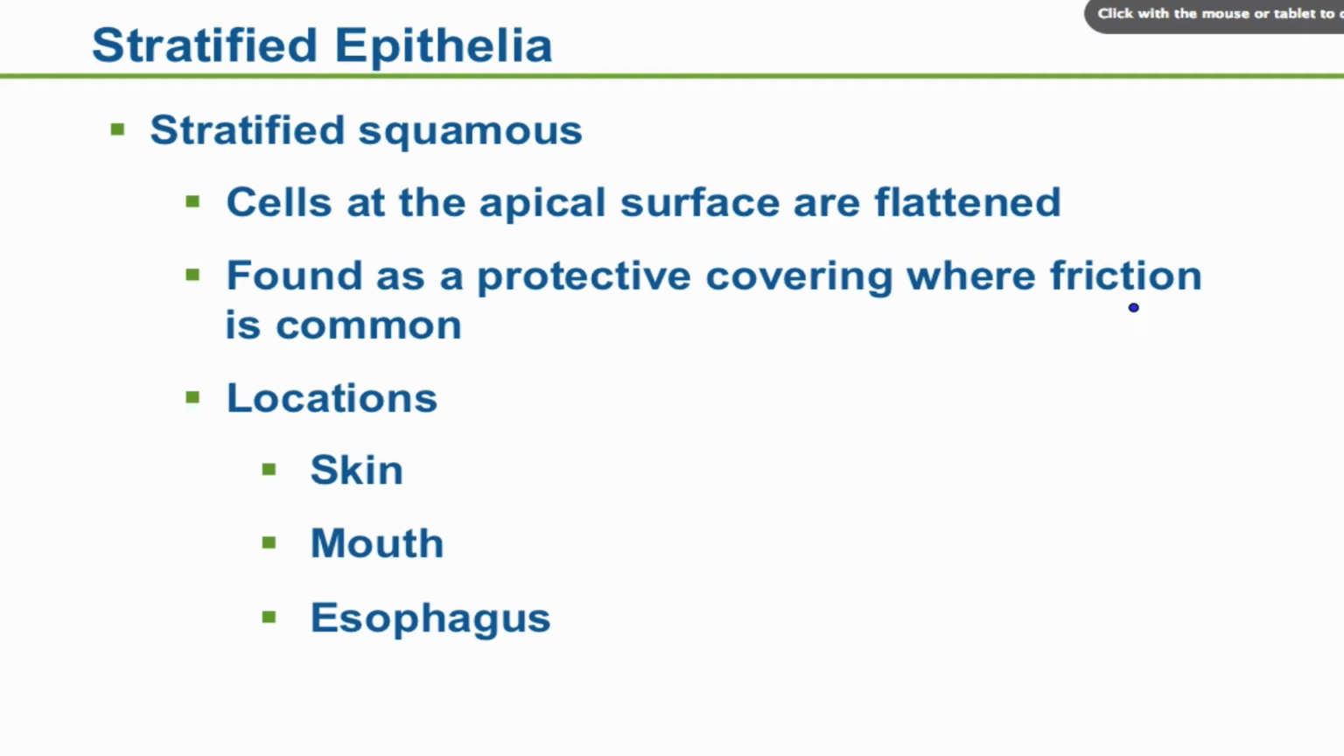Okay, so next up, we are in our stratified squamous. Stratified meaning what? More than one layer. Hopefully you got that. Squamous meaning flat. Cells at the apical surface are flattened, and they're found as a protective covering where friction is common. So good examples of this are skin, mouth, and esophagus.